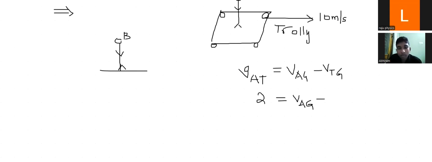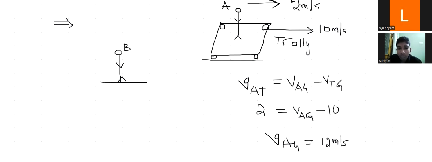That's why you don't know the velocity of A with respect to the ground. But what is the velocity of the trolley with respect to the ground? 10. Yes, the trolley with respect to the ground is 10. So what is the velocity of A with respect to the ground? 12 meters per second. Yes, 12 meters per second. But this is not my answer.